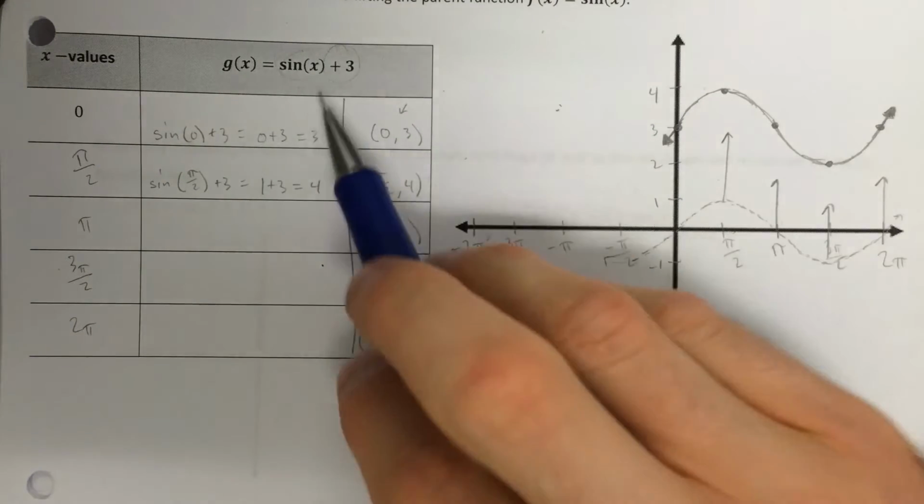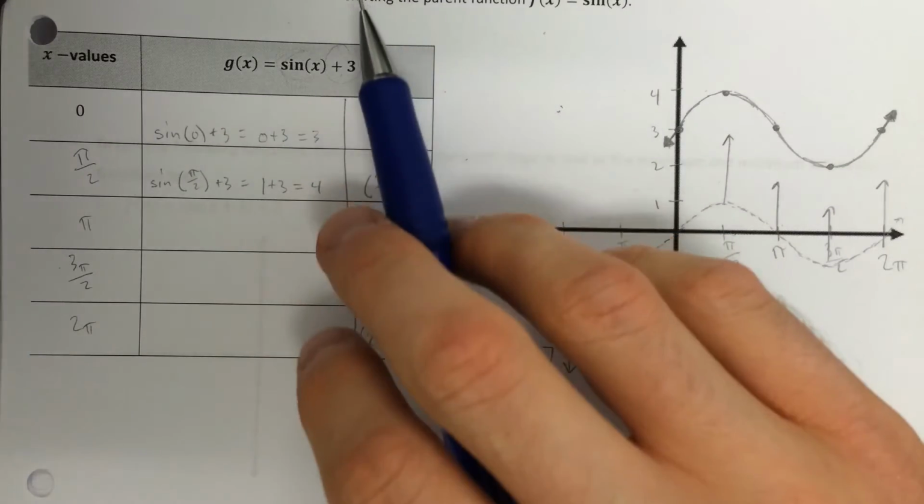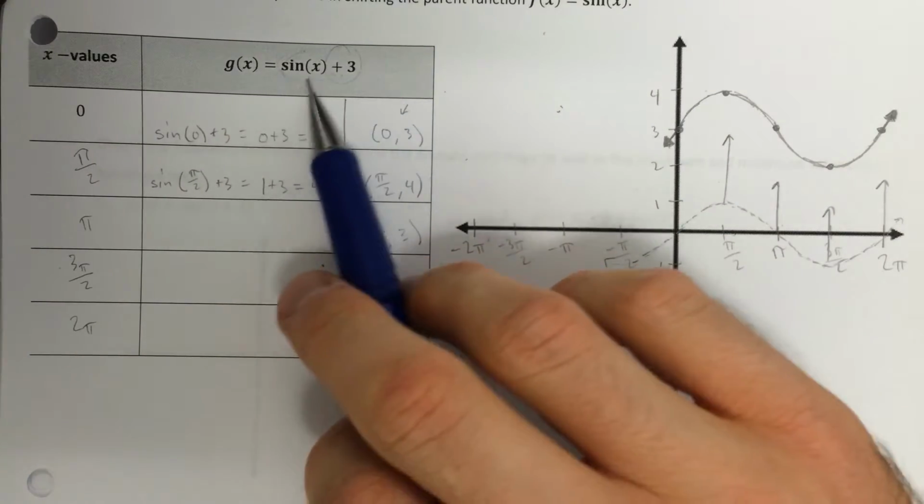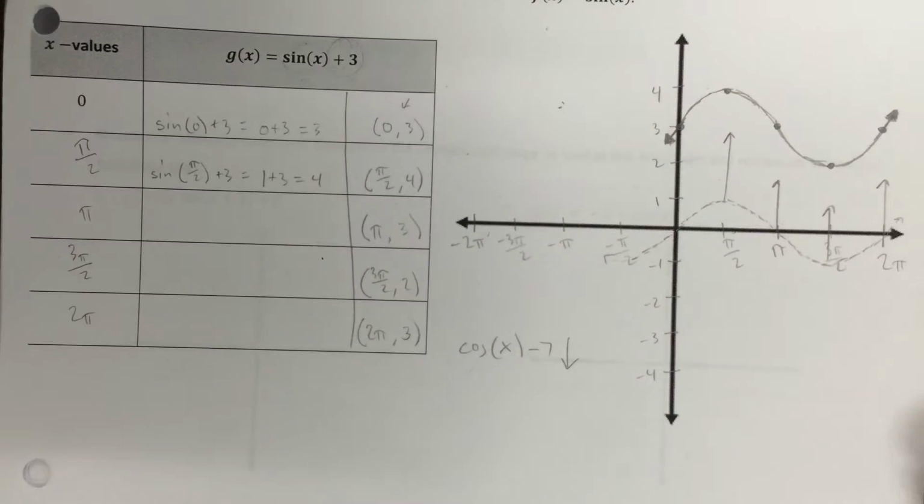But in general, if we add outside of our parent function, it's going to shift it up that many units. If we subtract outside of our parent function, it's going to shift it down that many units. Okay.